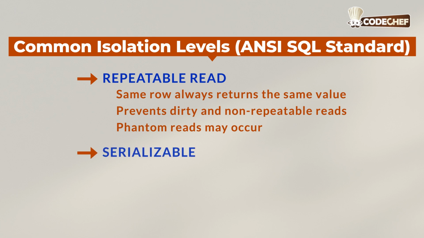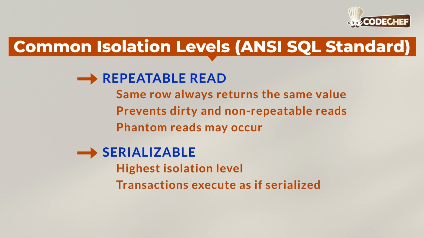Next is serializable. It is the highest isolation level. In this level, transactions execute as if serialized. That means they are arranged in a proper serial order, and this is the safest but slowest isolation level.